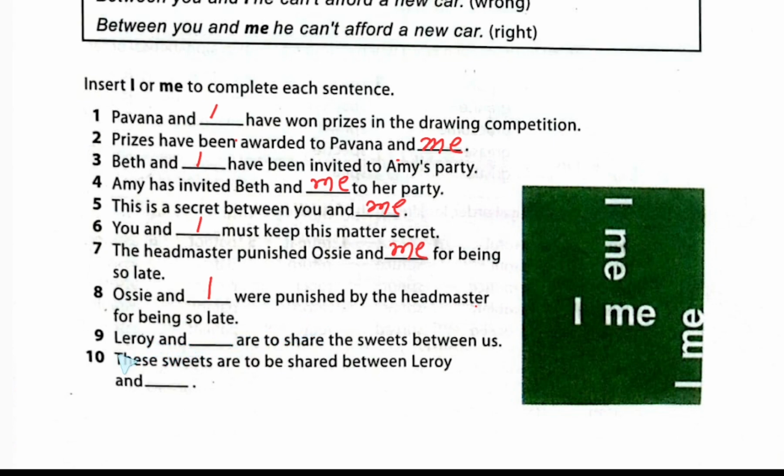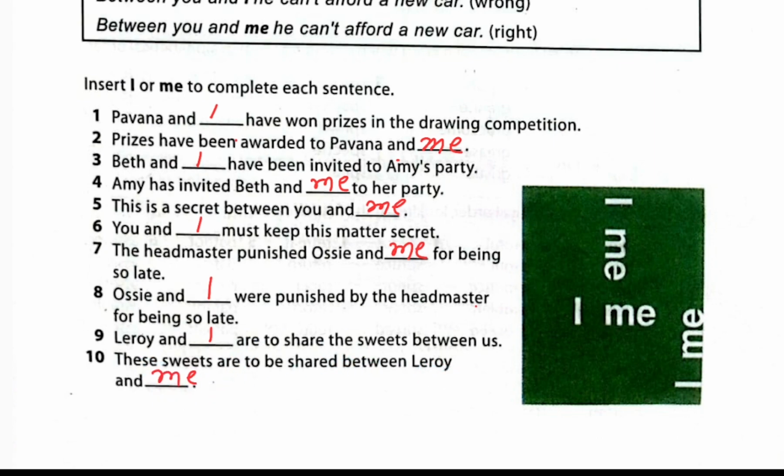Now, this is number nine: Leroy and ___ are to share the sweets between us. It will be Leroy and I are to share the sweets between us. Number ten: these sweets are to be shared between Leroy and me.